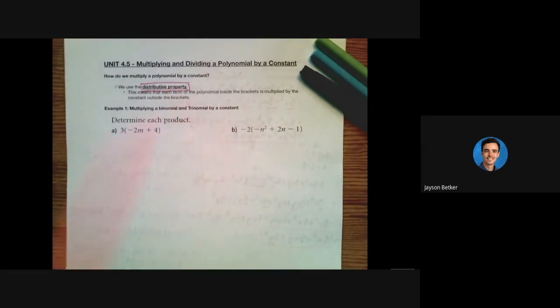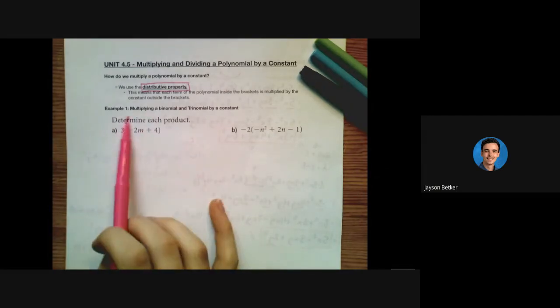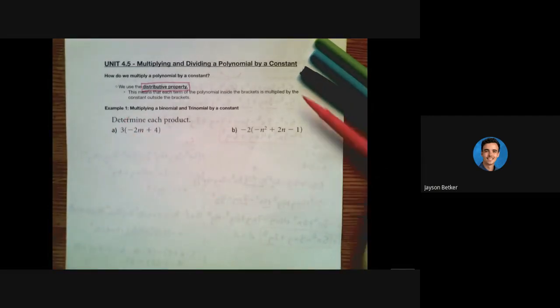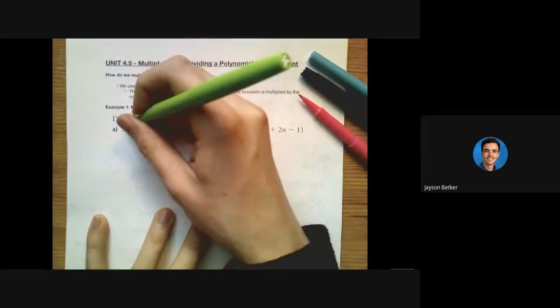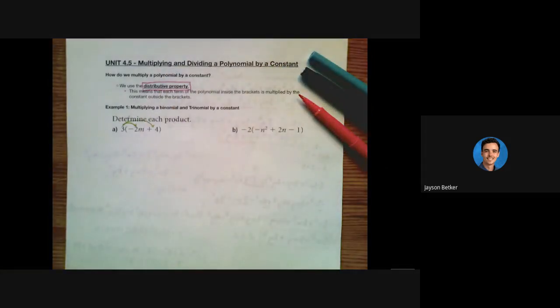This means that each term of the polynomial inside of the brackets is multiplied by the constant outside of the brackets. This is basically just an application of what we were learning how to do when we had a negative in front of a trinomial or any sort of polynomial inside of a bracket. What happens is this 3 gets multiplied throughout each term. It makes its way throughout each term. And I'm going to show you what this looks like with algebra tiles first.